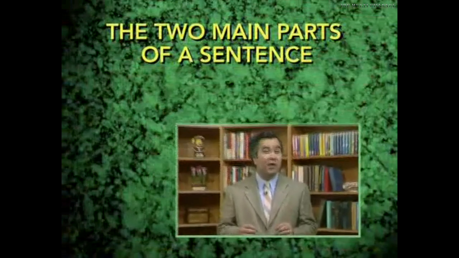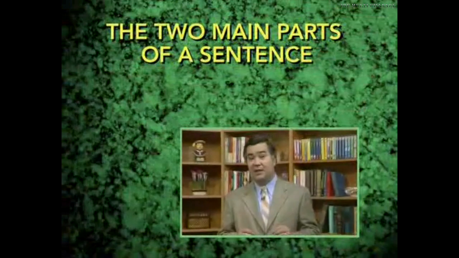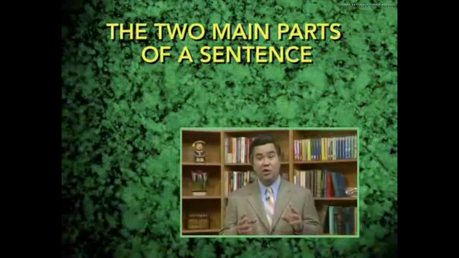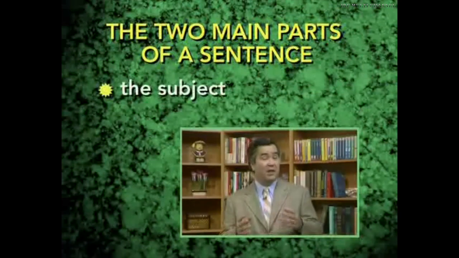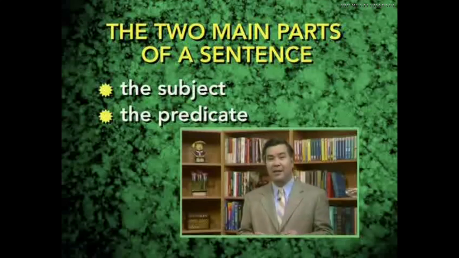But before we talk about individual words, we need to talk about some of the bigger parts that go to make up the structure of a sentence. In particular, there are two big parts into which most sentences can be divided. These two main parts are the subject and the predicate. Let's talk about each in a little more detail.